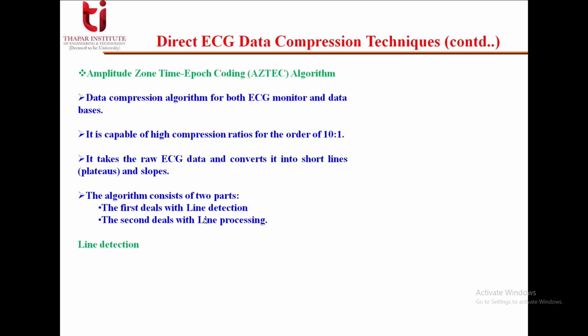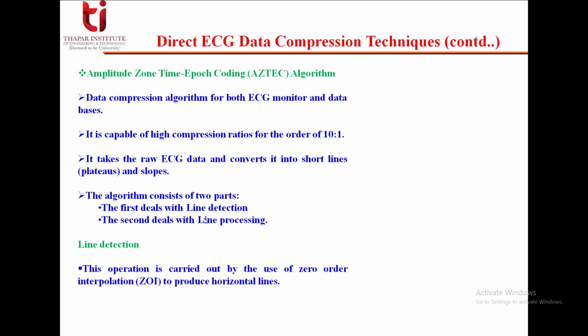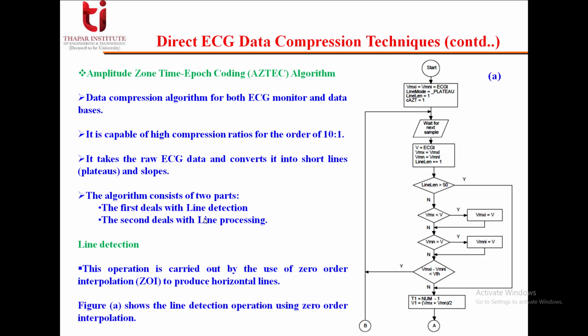So let's start with the line detection. This operation is carried out by the use of zero-order interpolation to produce horizontal lines. You can see in this figure the line detection operation using zero-order interpolation. So we have to start. First we have to choose the maximum and the minimum value.